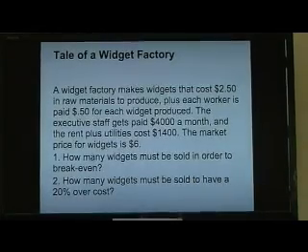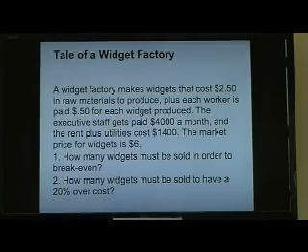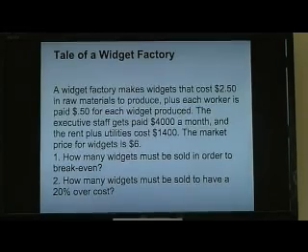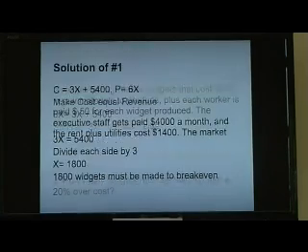Example 1. A widget factory makes widgets that cost $2.50 in raw materials to produce, plus each worker is paid 50 cents for each widget produced. The executive staff gets paid $4,000 a month, and the rent plus utilities cost $1,400. The market price for widgets is $6. How many widgets must be sold in order for the company to break even, and how many widgets must be sold to have a profit of 20% over cost?